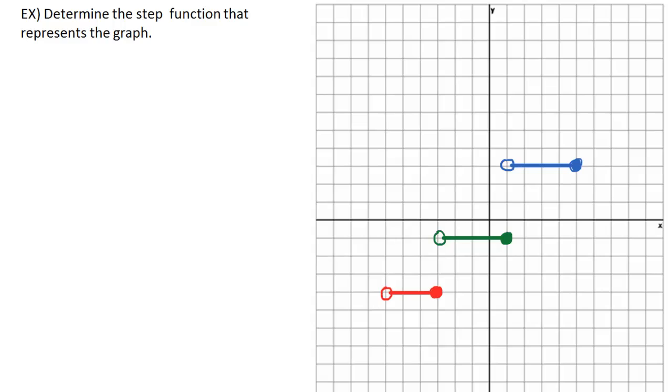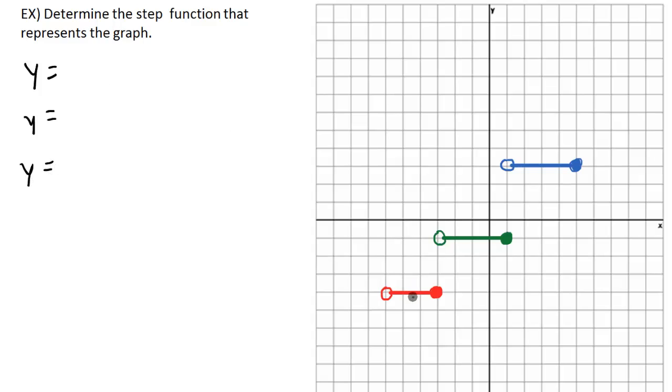Okay, in this video we've got three horizontal lines and we want to come up with a step function that represents these three lines. Because we know horizontal lines are written as y equals, I'm going to do three of those right here, on the left side.